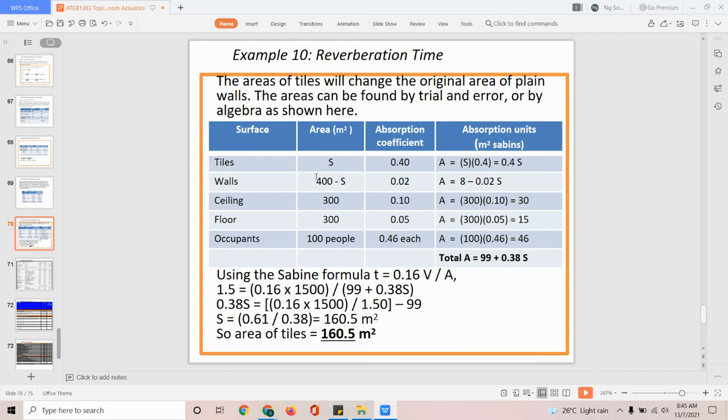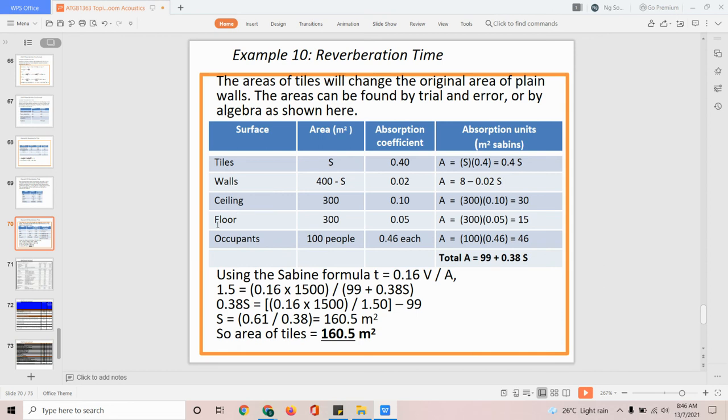So tiles will be S, the amount of tiles you want to put on the wall, and then you're given the wall area is 400 minus the remaining area not covered by the tiles. And then you have the absorption coefficient. With this unknown, what you can do first is multiply them together. You'll get S times 0.4, which is 0.4 S, and for the wall, you multiply them together and you'll get 2 values, which is 8 minus 0.02 S.